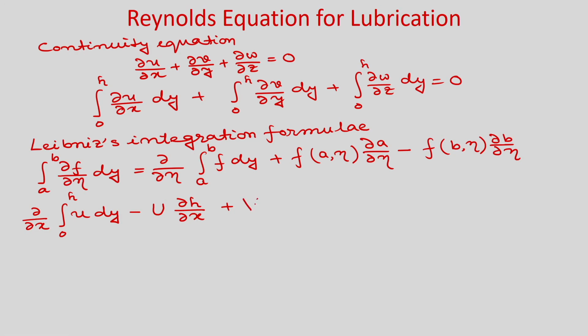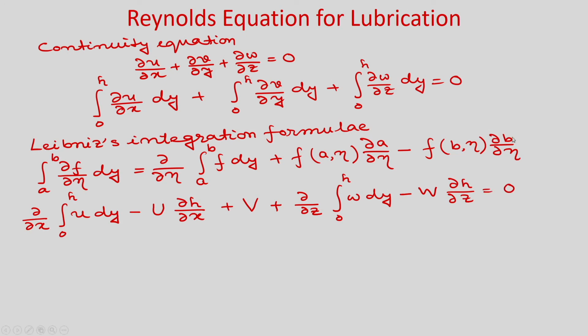So, we will write capital V, which is the normal velocity, plus now this we can write as del by del z of integral 0 to h w dy. And here, obviously a is 0, so that term will become 0, and the other term will become, in this case, W at y equal to h. So, that is minus W del h by del z is equal to 0.